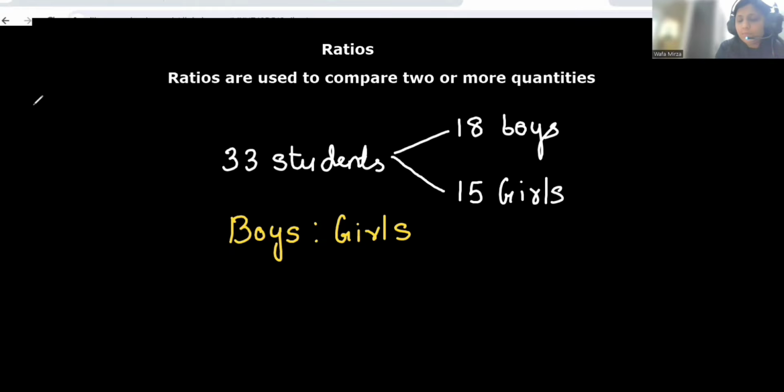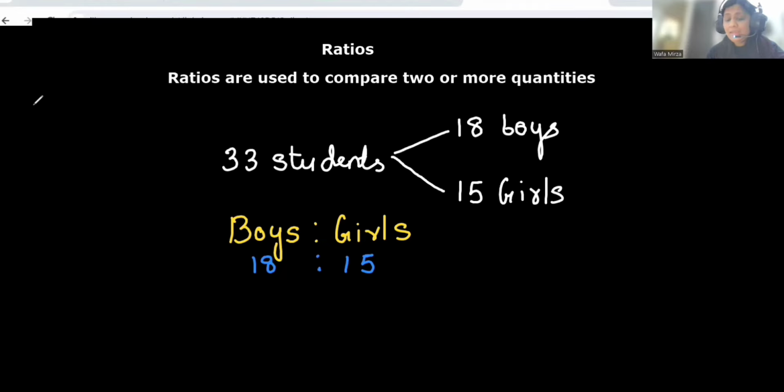in my class. So there are 18 boys in my class. And how many girls are in my class? 15. So the ratio of boys to girls in my class is 18 is to 15. But this ratio is not in simplest form. How can I change this ratio into simplest form?